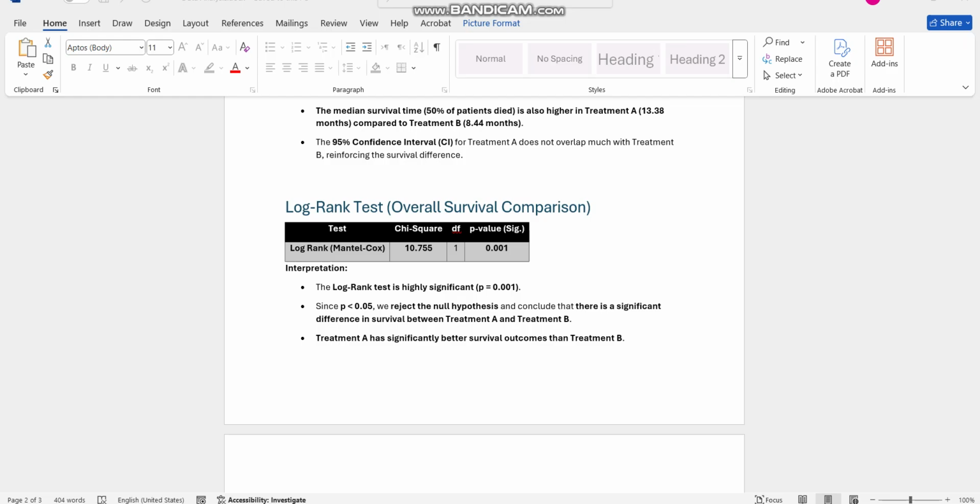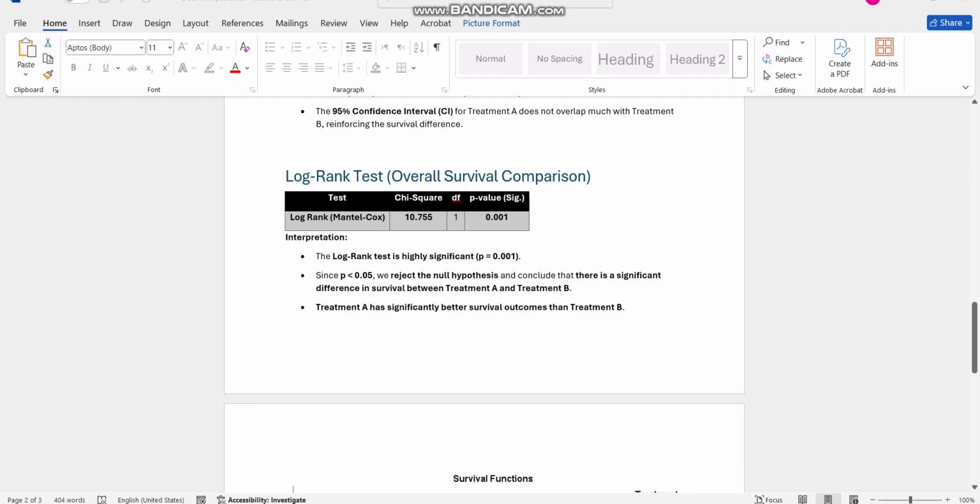And now for the most important, the log rank test. You see here that the log rank test gave a p-value of 0.001, indicating a significant difference between the two curves A and B. And since this p-value is below 0.05, we reject the null hypothesis and conclude that there is a significant difference in survival between A and B, and we can judge that treatment A is much better than treatment B, as the survival rate is higher, and the result is significant.